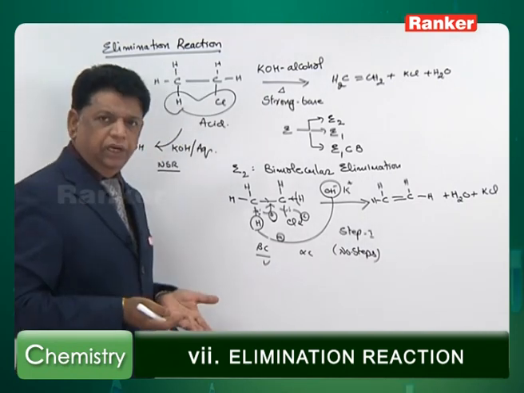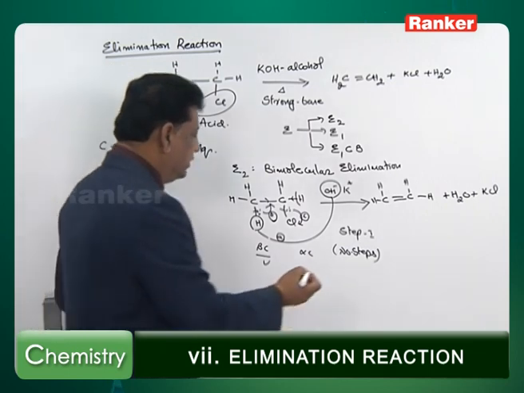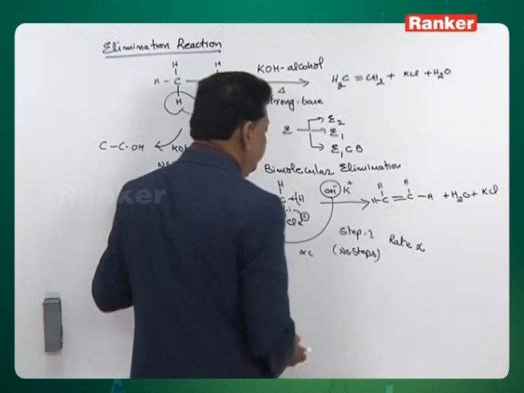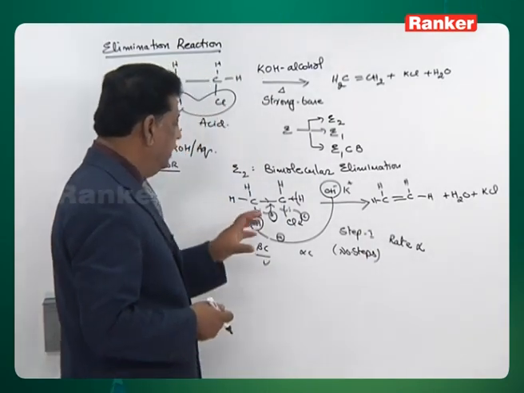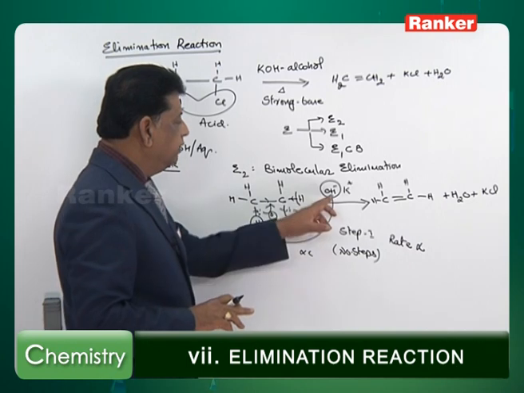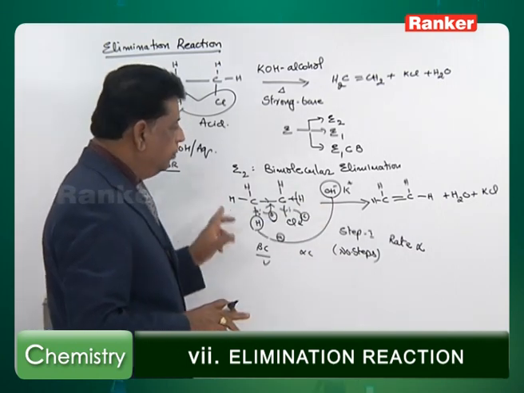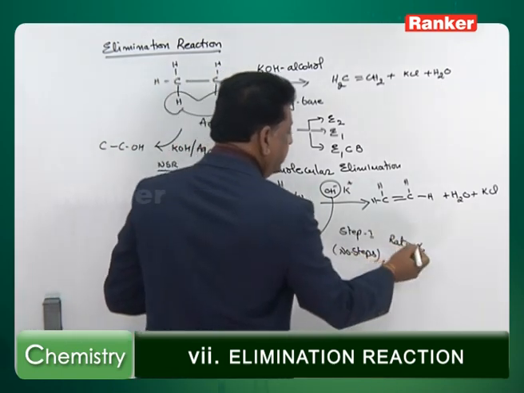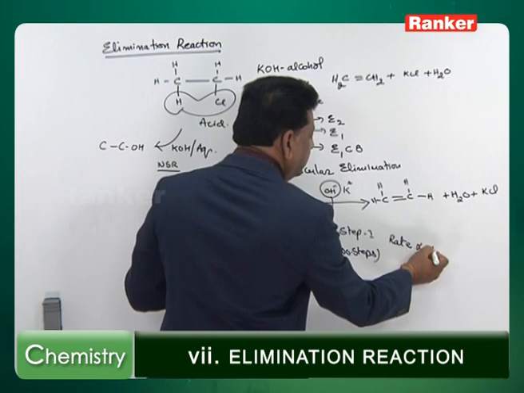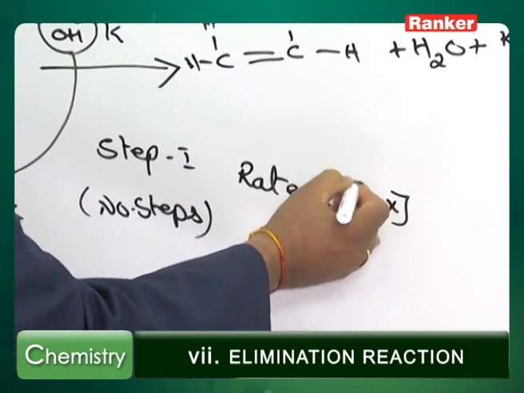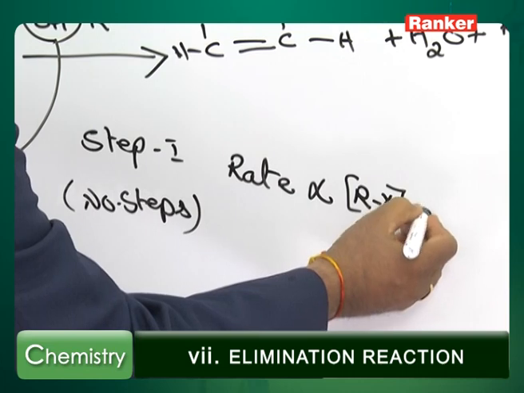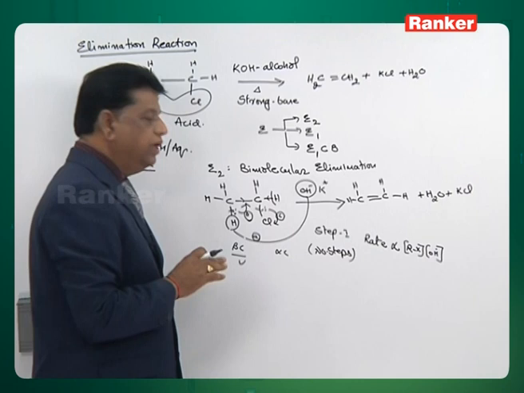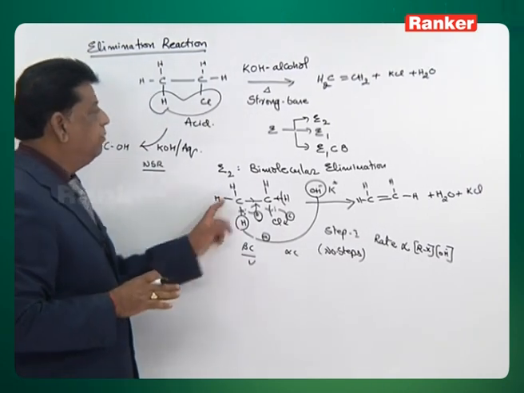This step naturally will decide the rate of the reaction. So, what are the rate determining factors? One is ethyl chloride, the other one is the concentration of base. Both are influencing the rate of the reaction. So the rate of this elimination is directly proportional to the concentration of the alkyl halide as well as the concentration of the base. Both concentrations, multiplied, directly influence the rate. So that is why it is called bimolecular.